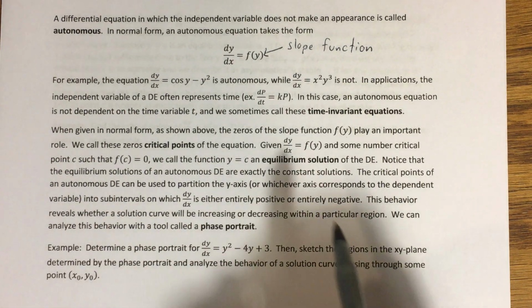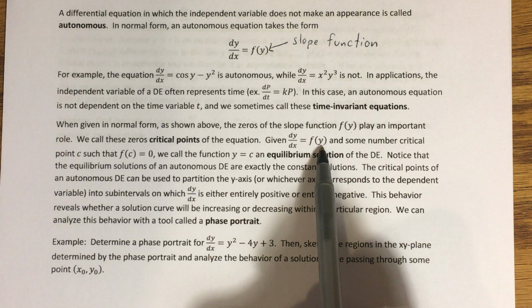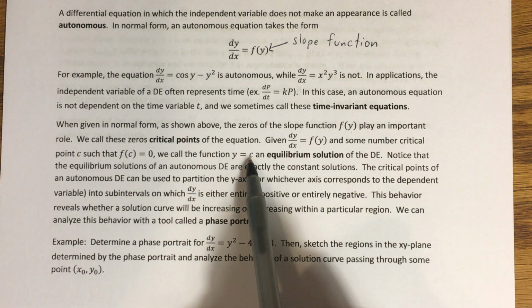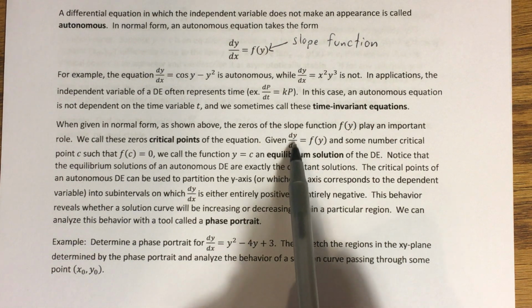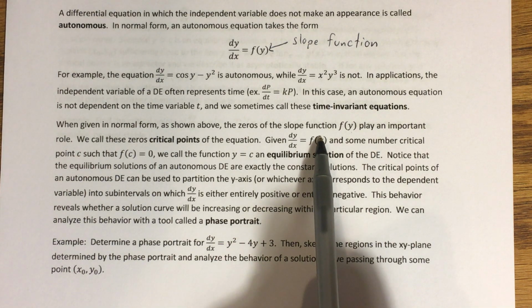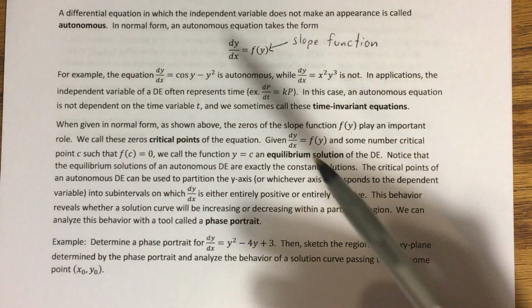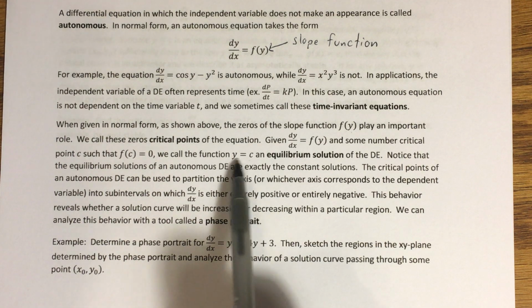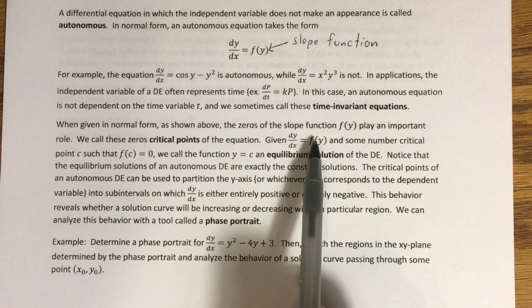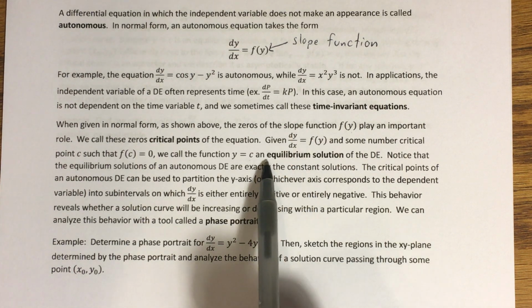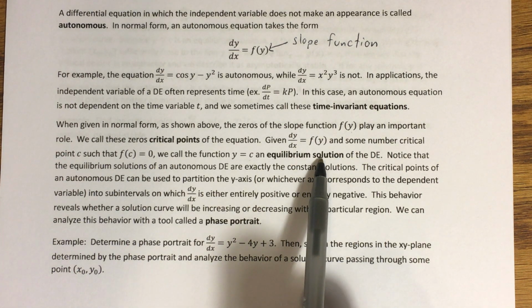Now think about why that would be the case. If y equals c is a constant that I can plug into this function and have it become 0, then that leads to dy dx equals 0. And we know that if the derivative of a function is equal to 0, then that original function was a constant function. So y equals c is going to be a constant solution to this differential equation, and those we call equilibrium solutions.